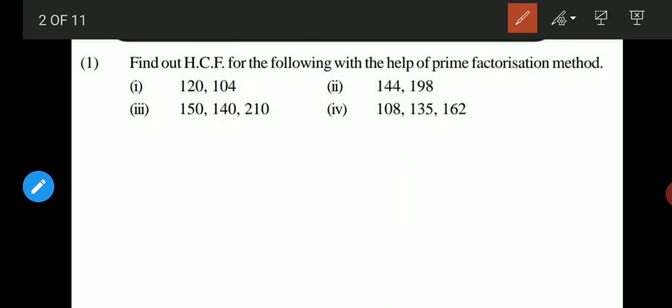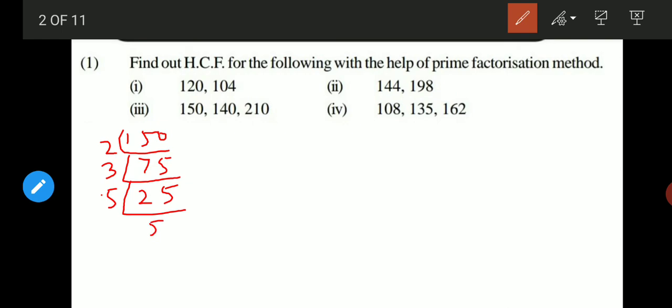First of all, we do 150. 150 is divided by 2: 2 sevens are 14, and 2 fives are 10. Once again it is divided by 3: 3 twos are 6 and 3 fives are 15. Once again by 5: 5 fives are 25, and once again 5, it becomes 1. Now do the prime factorization of 140.